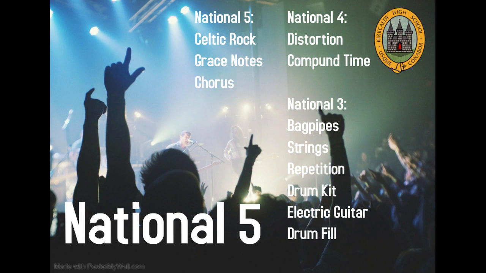So we've heard elements of the traditional like bagpipes and tenor and bass drums, and we've also heard electric guitars with distortion and drum kits. So this is a classic example of Celtic rock. Let's have a listen now to some drum fills.